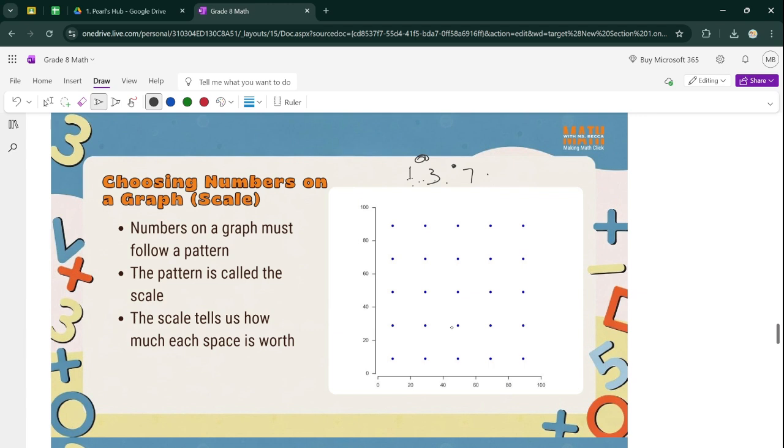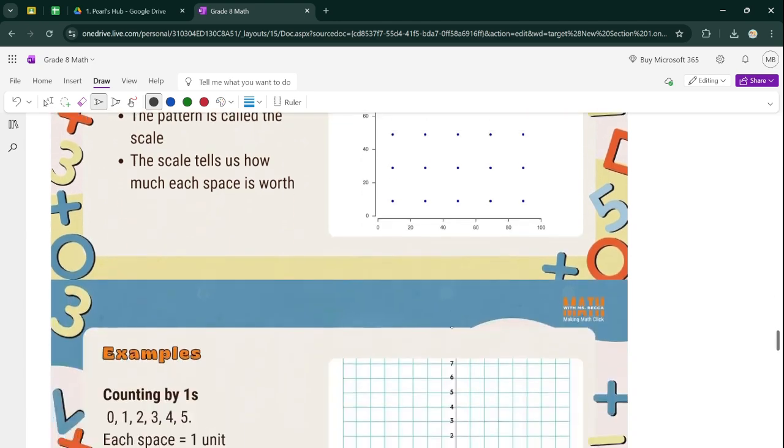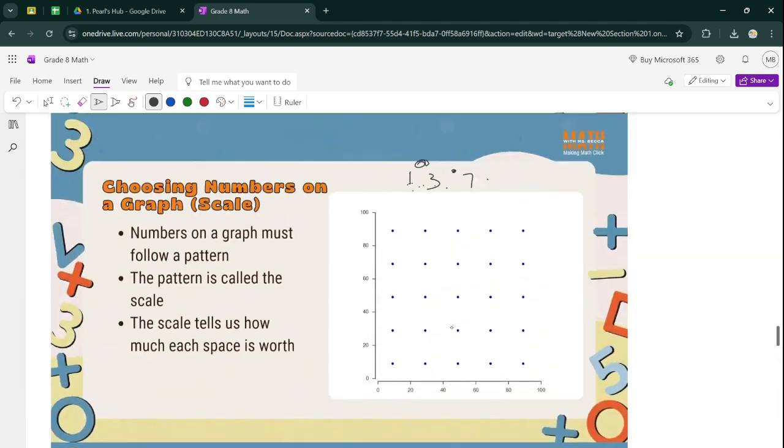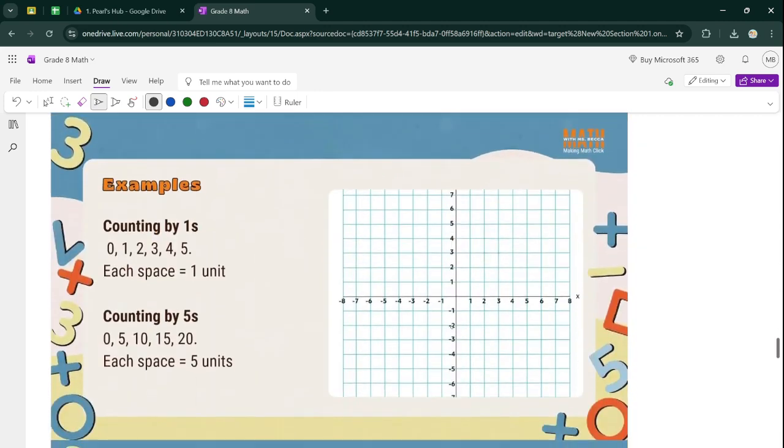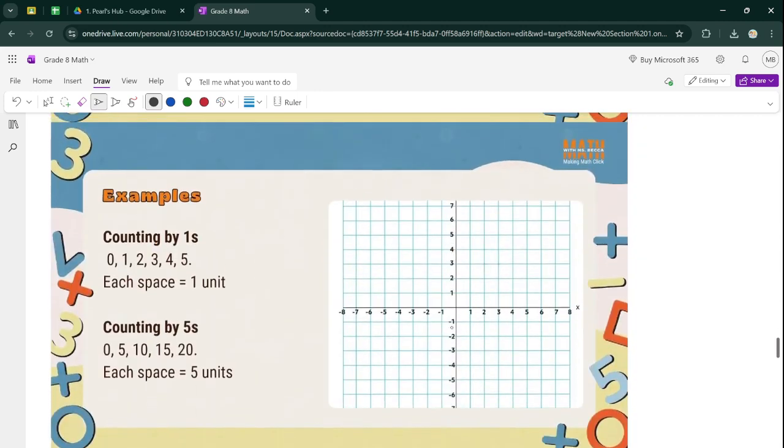Let's think of a ruler. On a ruler, every small line means the same distance. A ruler, a tape rule, what else can we think of? Every small line means the same distance. It must be equal. So a graph works the same way. Now, let's take a look at some examples of how to choose numbers, how to choose a scale on a graph. It is called a scale when choosing numbers on the graph.